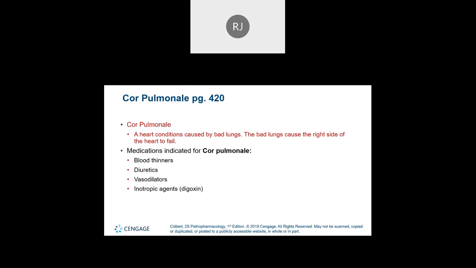Cor pulmonale is a heart condition caused by bad lungs. Anytime you see that pulmon, you know that that's some kind of condition with the lungs. Again, it all goes back to your medical terminology. The bad lungs cause the right side of the heart to fail. Medications, you could have blood thinners for this condition. You could take diuretics, vasodilators, and inotropic agents like digoxin.